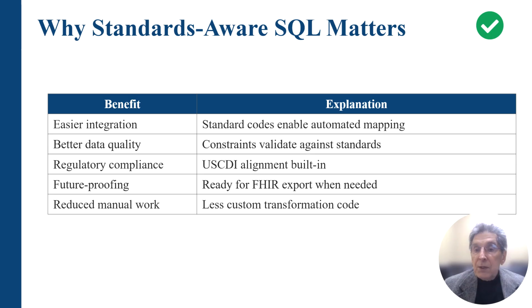So, finally, is there reduced manual work? Of course. There's much less custom transformation code. It means less development time, less testing, fewer errors, less maintenance, fewer bugs. When the structures align, transformation is straightforward. When they don't, every integration is a custom project. So, the investment in standards-aware design pays dividends throughout the system's lifetime. It's easier to build right than to fix later.